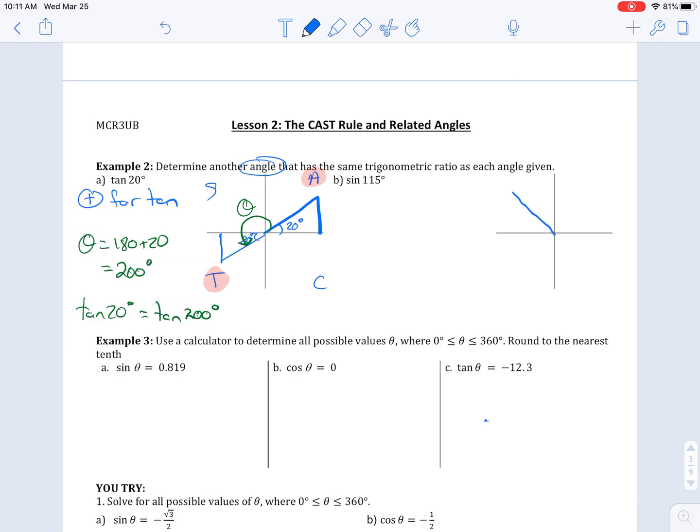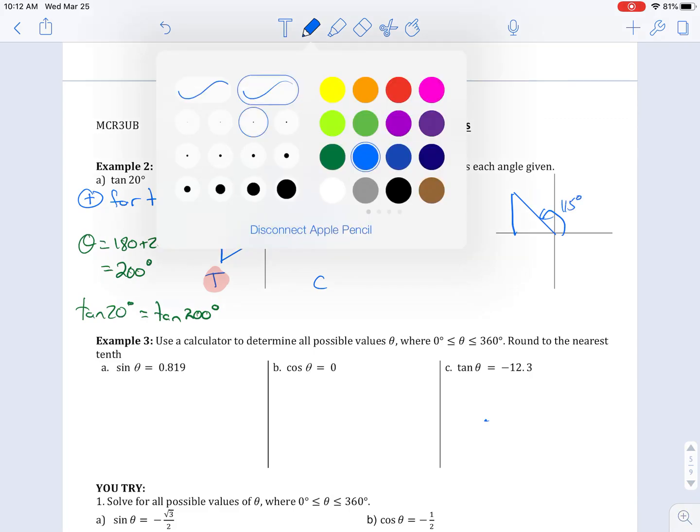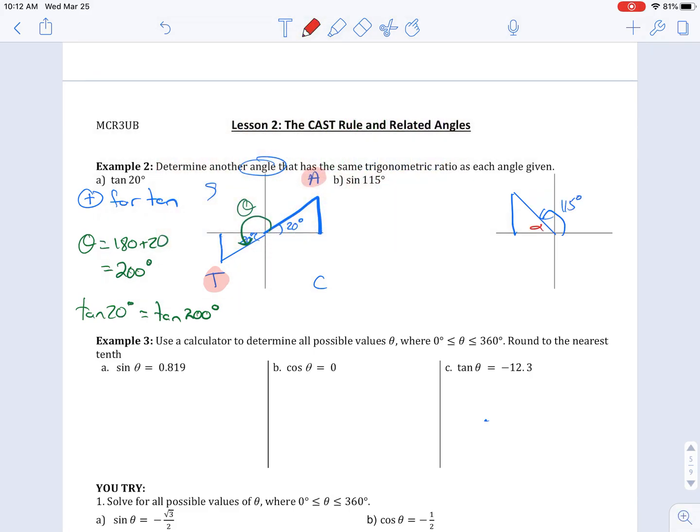Second one is sine 115. So we're somewhere here. So from here to here is 115. So if I wanted to find alpha first, so this is what we're going to need, I can take 180 minus 115, which is going to give me 65 degrees. So that's part of it.